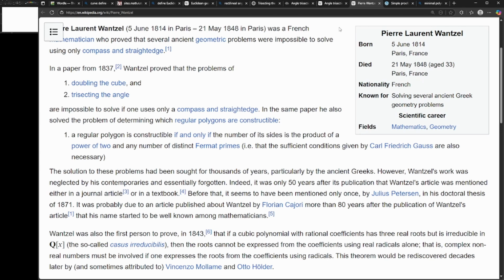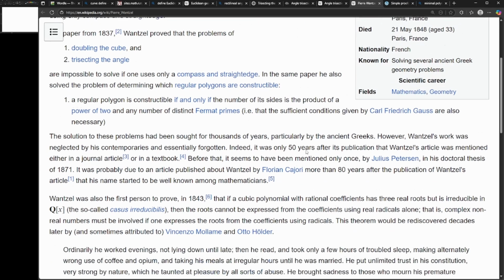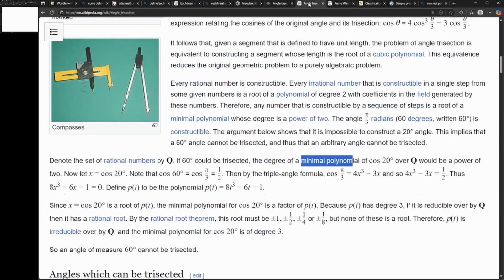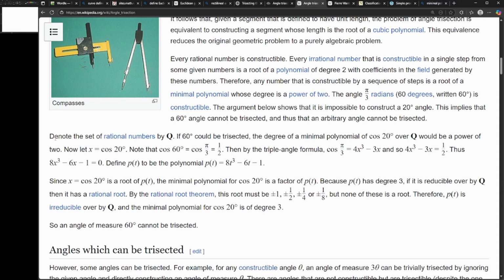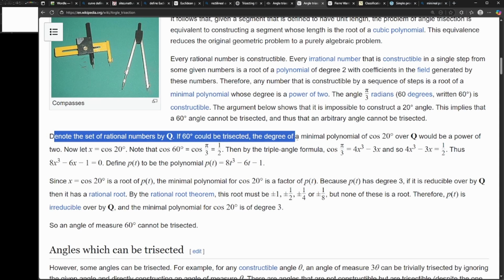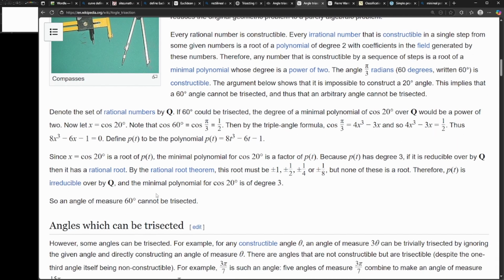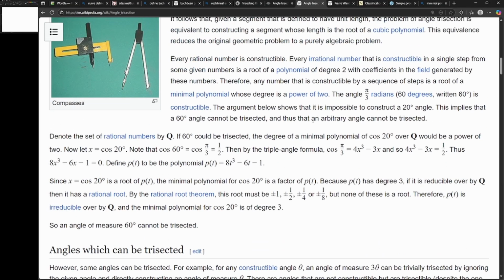So denote the set of rational numbers. Where is it? Denote the set of rational numbers by Q. If 60 degrees could be trisected, the degree of a minimal polynomial of cos 20 over Q would be a power of 2. Now let x equal cos 20 degrees. Note that cos 60 degrees equals cos pi over 3 equals 1/2. Then by the triple angle formula, cos... you lost me. You lose me here. What is a triple angle formula?